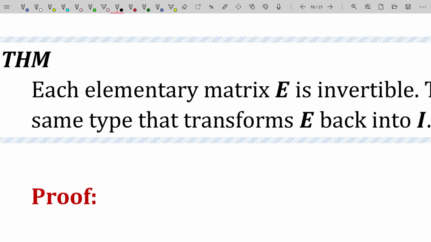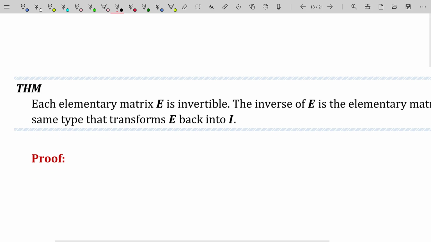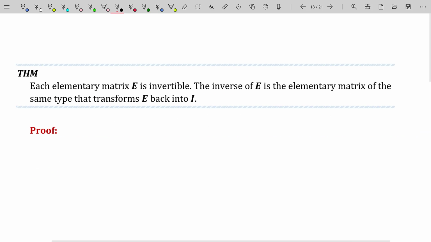If your matrix has a pivot in each column, and it's a square matrix, it's invertible. If we had that theorem, then I could easily just say this is trivial by that theorem, because E is row equivalent to the identity matrix. However, let's read the rest of this. The inverse of the elementary matrix is the same type that transforms the elementary matrix back into the identity matrix.